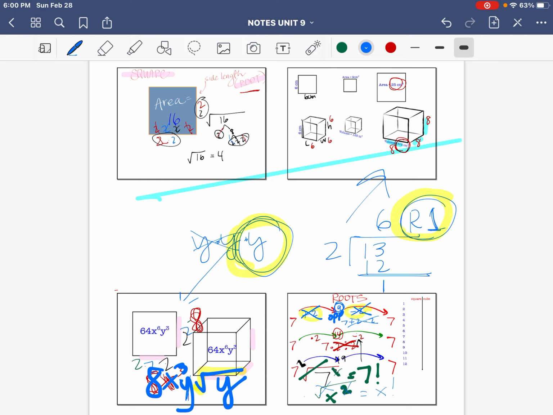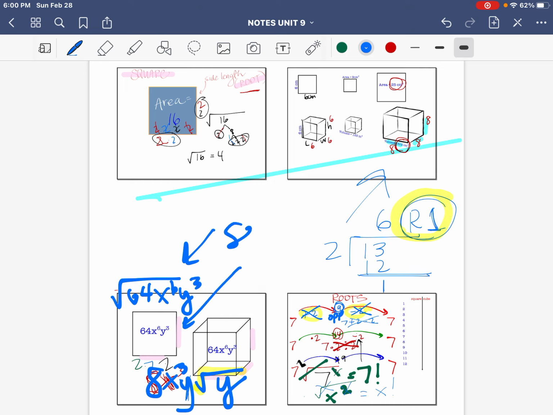Now, what would a problem like this look like if it did not have a box, which some of your homework will not have? It will just have a number that looks like this: 64 x^6 y^3. This and this picture are the same. If you have an expression that looks like this, it's saying the same thing as if we have a box: what are the side lengths?